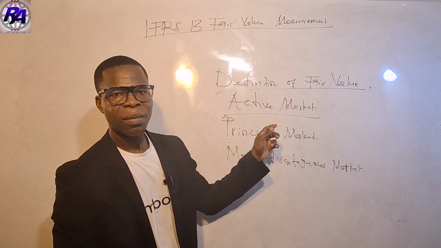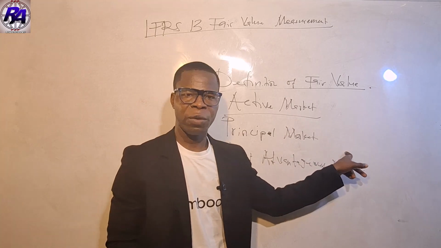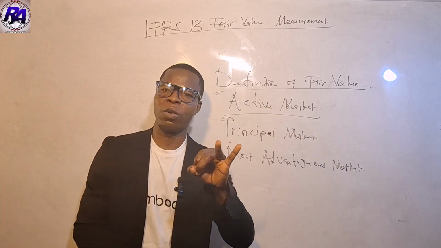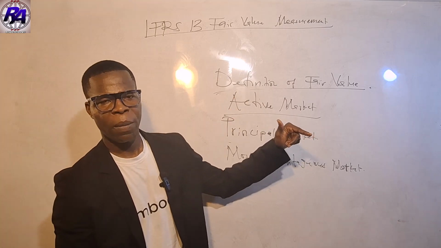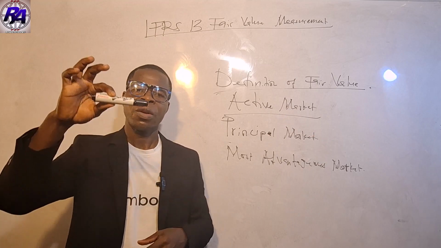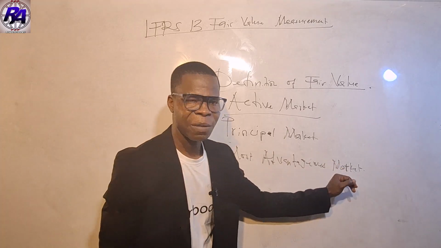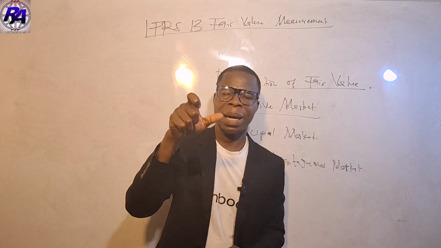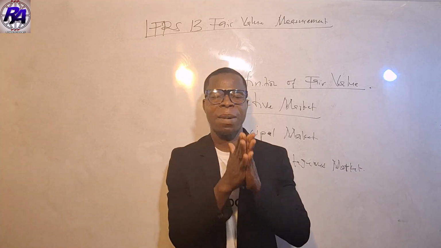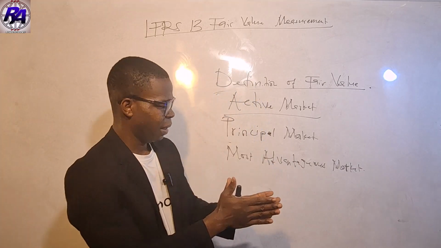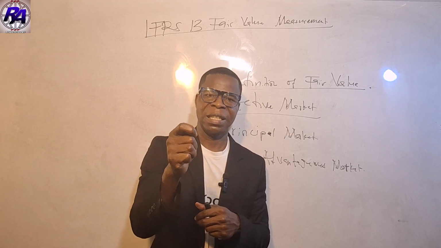Now, what is the principal market? The market with the greatest volume and level of activity of an asset or a liability. This is a market where we can have a series of information about the item. But the most advantageous market is the market that maximizes the amount that will be received to sell an asset and minimizes the amount that will be paid to transfer a liability, after taking into consideration transport cost and transaction cost.